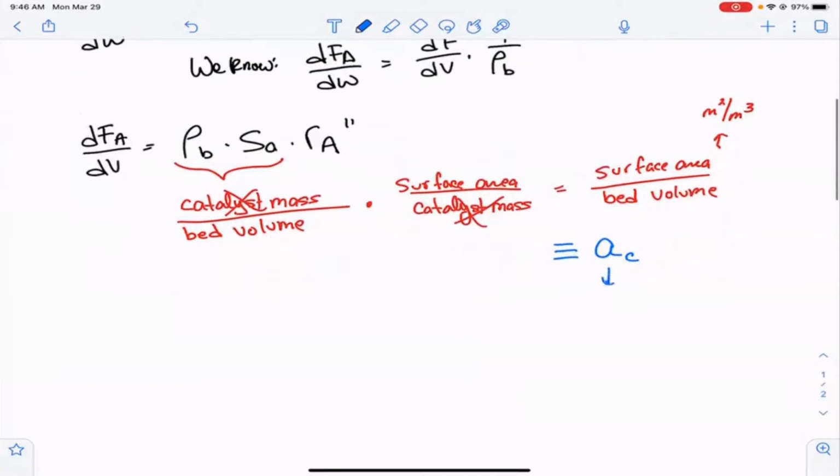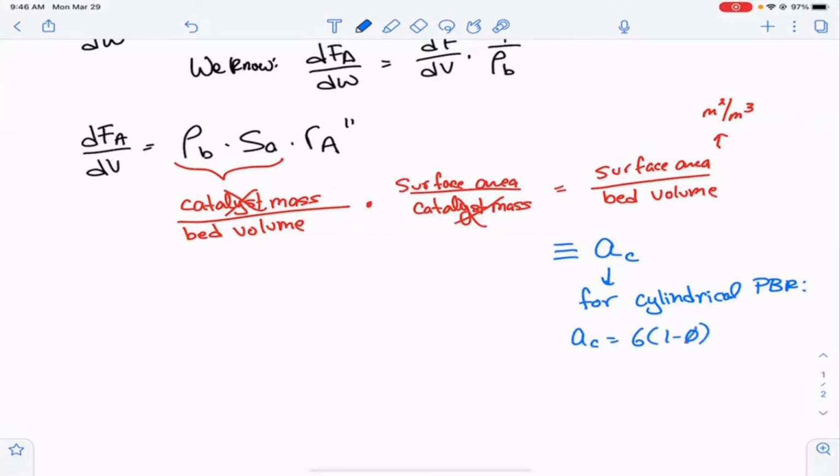So for a cylindrical vessel like a packed bed reactor, we actually can find that AC is equal to 6 times 1 minus theta over dP. And theta here is the porosity. And of course, dP is the diameter of the particle. And we can do that for any shape.